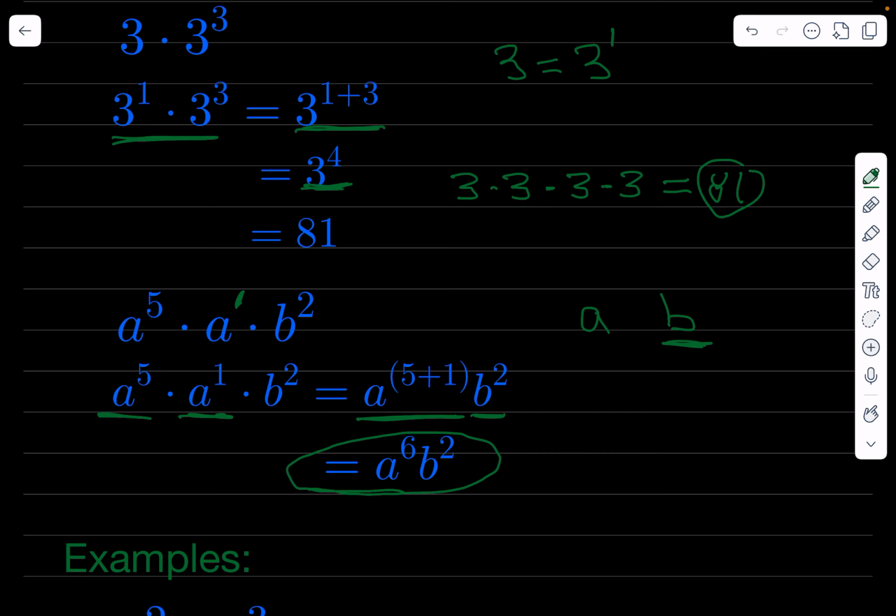We talked back in the preview of this at the very beginning about going back at the end and sort of checking our arithmetic. So I can go back and look. I've got a 5 and a 1. 5 plus 1 is 6. That checks. And I've got b squared. That checks. So I feel good about my answer.